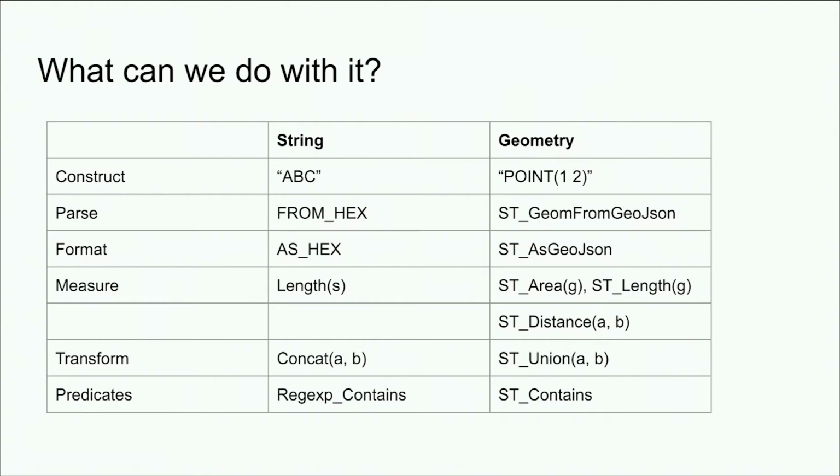Okay, so now we know what data we have, what operations can we run with it? And it's the same answer as any other type. We can construct it, just like you can construct a string, you can construct a geometry value. Just like you can parse a string from a hex encoded string or any other encoding, you can convert a geography type from common formats. And common formats are WKT, the ones that I showed, or GeoJSON, and so on. Or you can format to external representations, and you can measure.